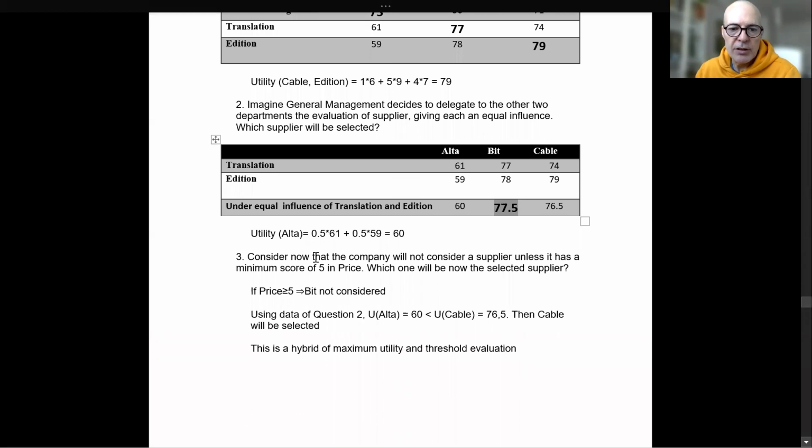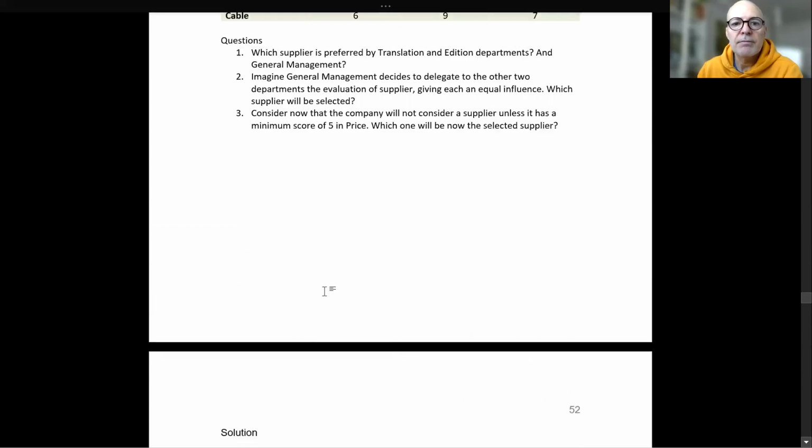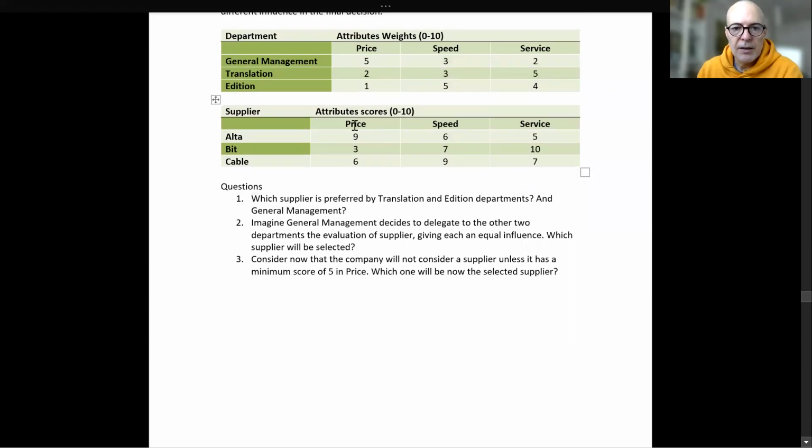Now the third question is: consider that the company will not consider a supplier unless it has a minimum score of 5 in price. Which of the suppliers will now be selected? If price must be equal to or higher than 5, we look at the price column here, and Bit cannot be selected. So we only have to compare the utilities of Alta and Cable.